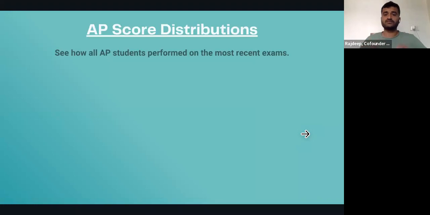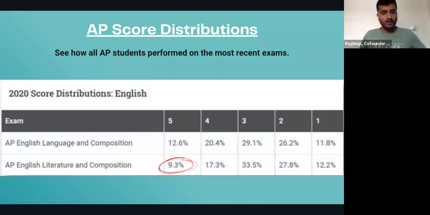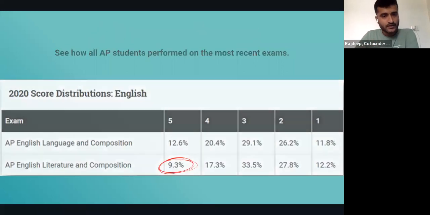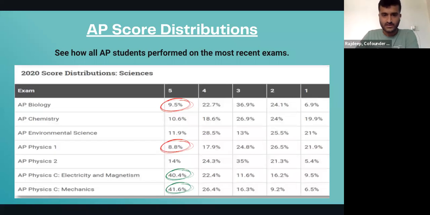Let me go to the first one, which is the score distribution. I have picked up the data from 2020, and I've encircled a few things with red and a few with green, and I'll show you the inferences for that. So here, if you look at AP English Language and Literature and Composition, this percentage denotes how many percent of students got, let's say, 5 on 5 in that particular year. So in 2020, for AP English Literature and Composition, only 9.3% of students worldwide got 5 on 5, which is a lower percentage.